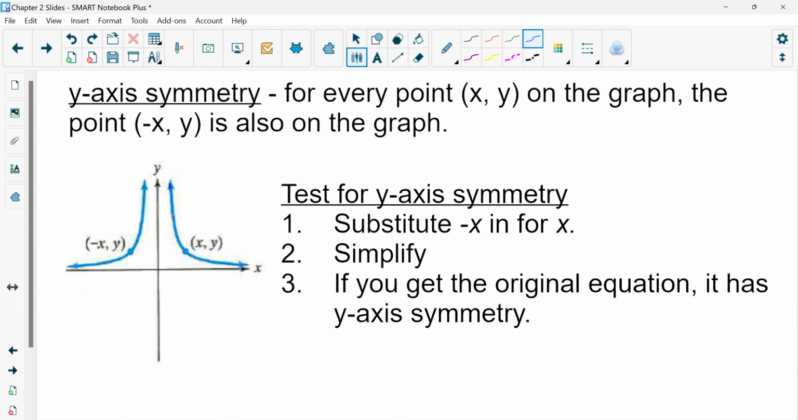So if we look at this original part, the xy, if we were to flip it over the y-axis or put a mirror on the y-axis, you would see this on the other side. If you folded it on the y-axis, it would match up with that over there. So what that means is that for every point xy on the original graph, the point negative x, positive y is on the graph also. So you're just changing the sign of the x, but the y stays the same.